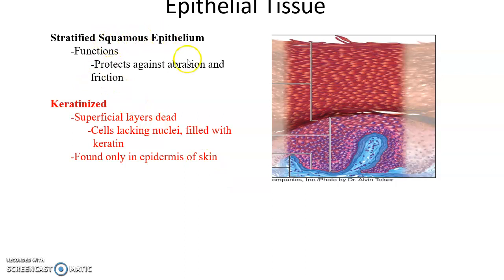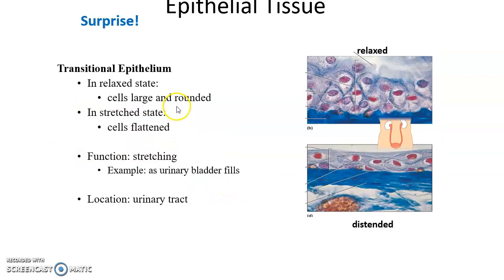Keratinized stratified squamous epithelium: you see that some of the cells near the bottom, the deeper cells, have nuclei. They're alive, but when you get toward the surface, toward the lumen, these cells lose the nucleus and die. So the superficial layers are dead cells, and they are filled basically with the protein keratin. And this keratinized stratified squamous epithelium is only found in the epidermis of the skin.